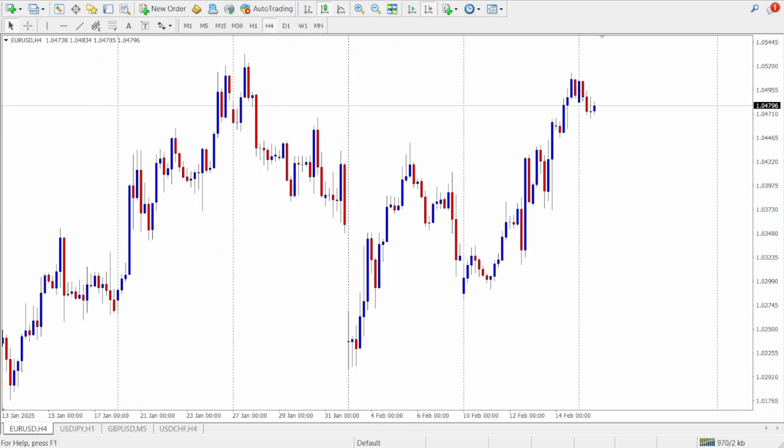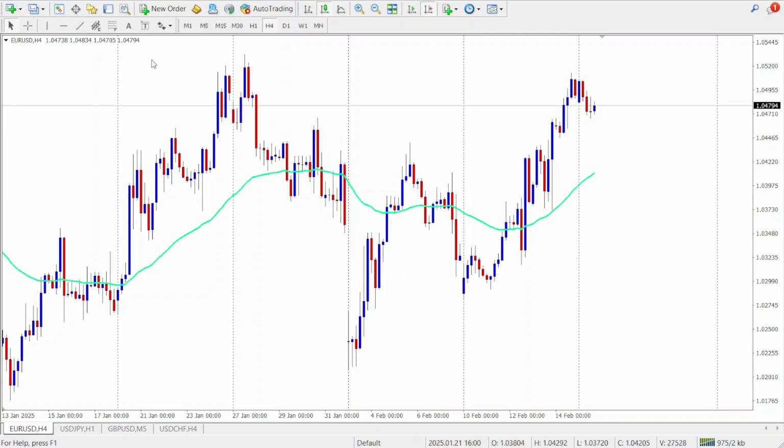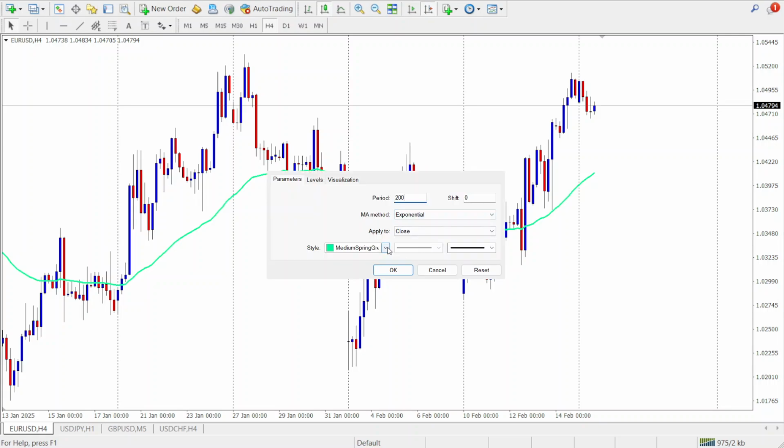Let us just break it down real quick. First of all, let us talk about the moving average crossover. I'm going to be adding the 50 period EMA and the 200 period EMA. I'm going to be adding both of them to the chart.